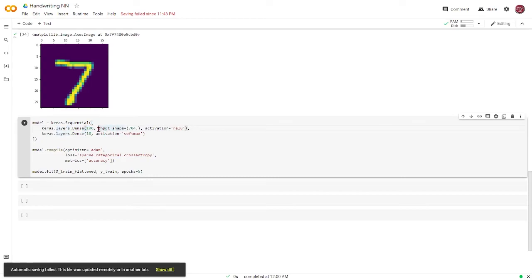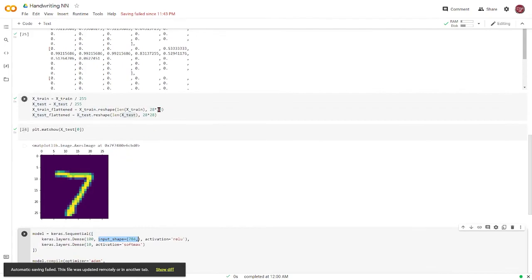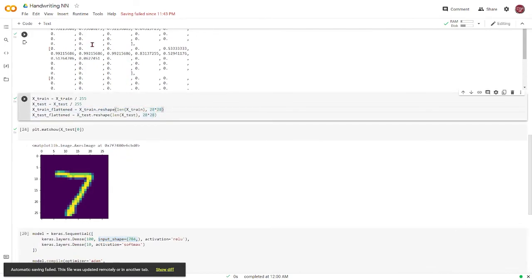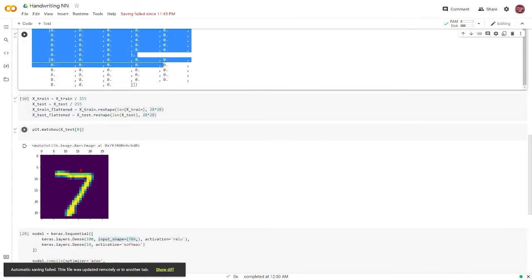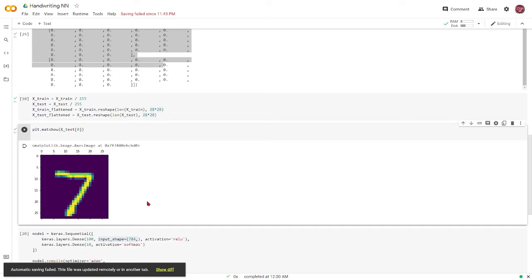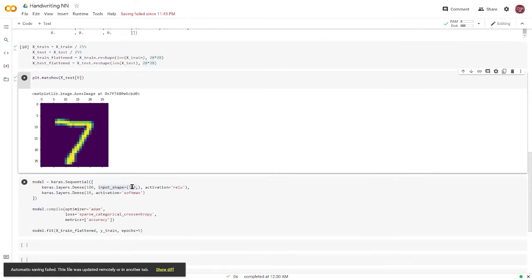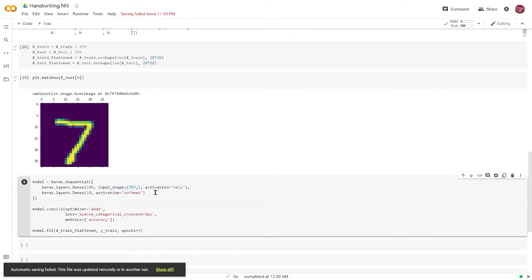And the shape of the inputs, how many inputs we're going to be sending into the first layer, is 784, because it goes up to 784 pixels in this entire image, right? It's 28 by 28 pixels. It goes up to 784 pixels in the flattened out data set. So this is how many inputs we're going to be sending into that first layer. And we're going to be using a rectified linear unit activation function on the first layer.